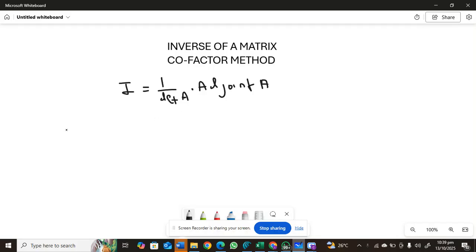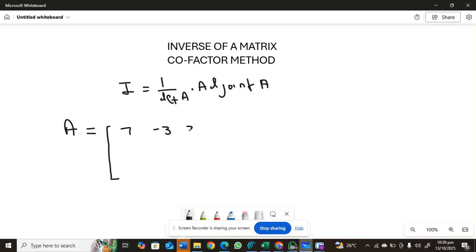Let's say we have matrix A. So here we're going to be using the cofactor method. All right, so here we have 7, -3, 3, 4, -1, -2.